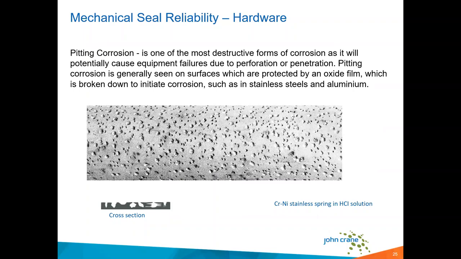If we look at the hardware of the seal, what we're looking at right here is a pitting corrosion example. We'll consider corrosion just for the basis of this discussion, but pitting corrosion is one of the more destructive forms. And that's generally what we see on the surface of materials like stainless steel or aluminum. Those materials have that protective passive oxide film. As that's broken down, that's where you get the initiation of that corrosion mechanism. So it can be more severe than general surface corrosion, but it may only penetrate a relatively small surface area, but then that corrodes deeper within the surface.